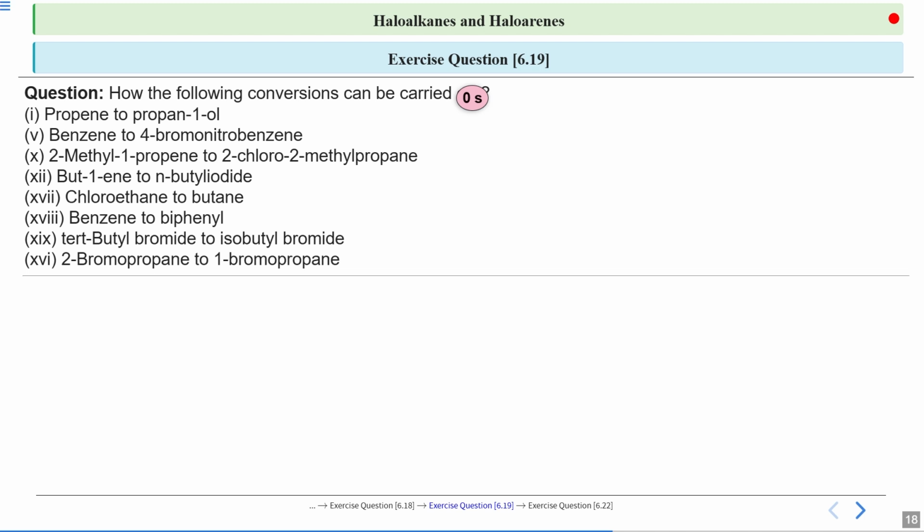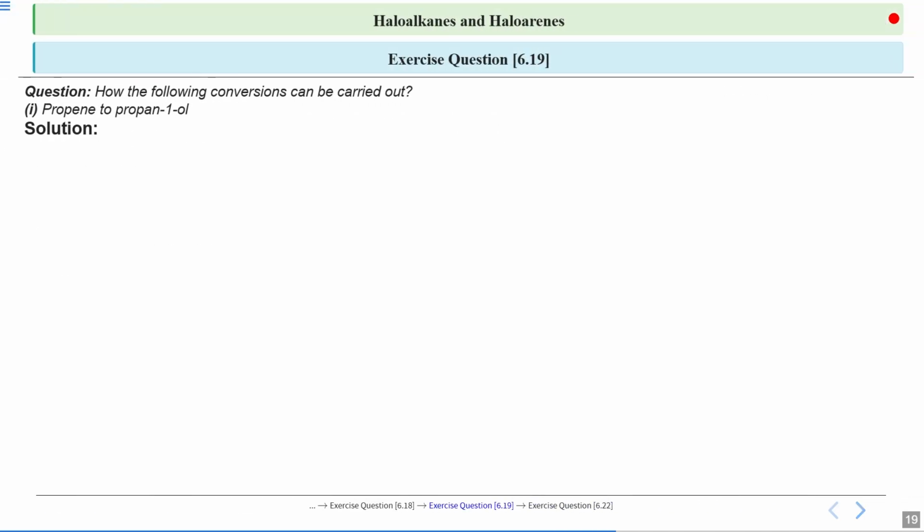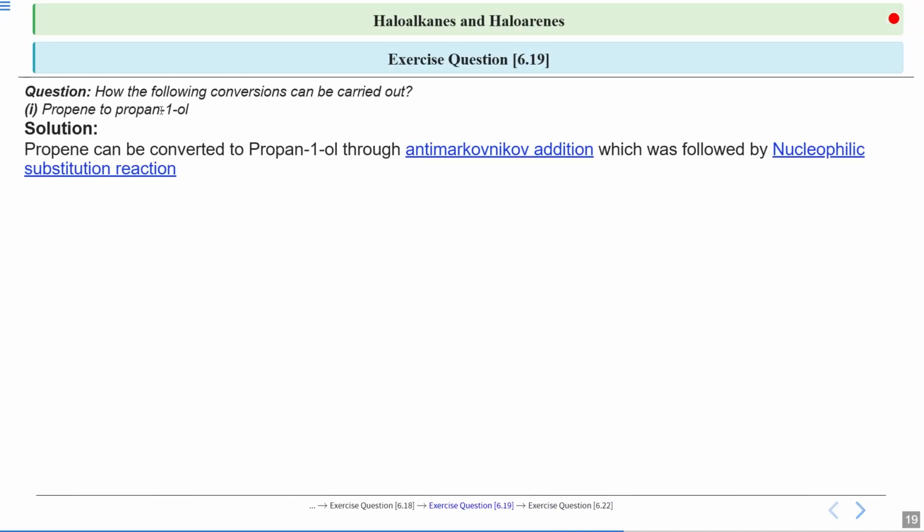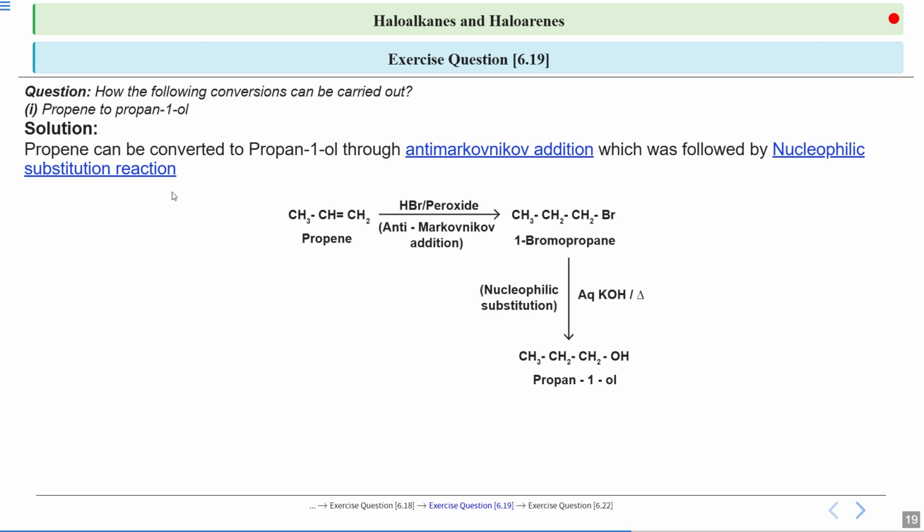Okay, let's see. So let's see the first part, propene to propan-1-ol. Propene can be converted to an alcohol, propan-1-ol, through anti-Markovnikov addition, followed by a nucleophilic substitution reaction. So you have to follow two steps. First is anti-Markovnikov addition of a hydrogen halide, and then it will be followed by a nucleophilic substitution reaction.